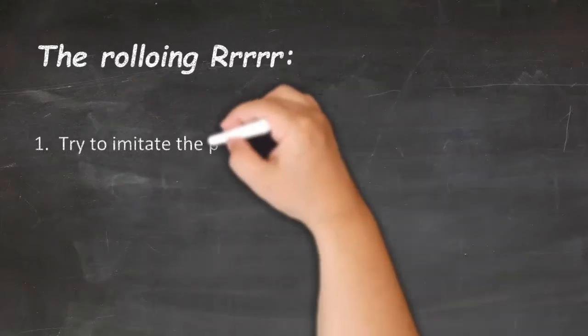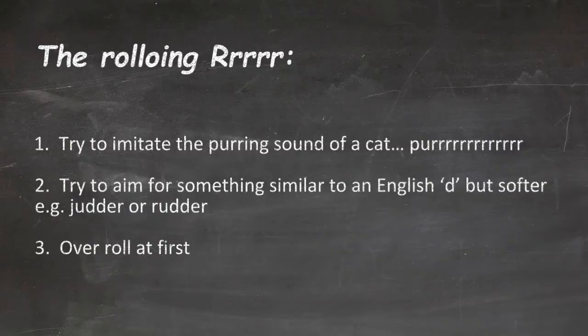The rolling R, probably one of the trickiest sounds in Te Reo Māori, can be imitated by listening and replicating the sound of a purring cat. Another sound to aim for is something similar to an English D sound, but a little bit softer. Ra, ra. And another tip of mine is just to over-roll and then ease off from there. Ra, ra, ra. Kapai? Alright then, let's give it a go.